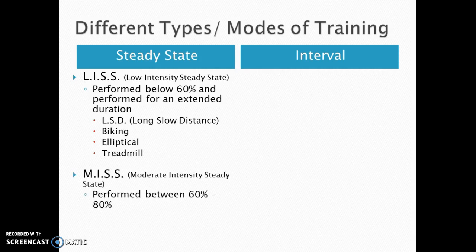Another acronym I'm going to give you is MISS, which stands for Moderate Intensity Steady State. Now, this is what we're asking you guys to do outside of class, making sure that your heart rate is between 60 and 80% according to the Karvonen formula. And so it's higher intensity. This type of exercising is also performed for an extended duration, but because it's at a moderate intensity, you're not going to be able to go as long before you become exhausted. So all of these fall into the steady state category.